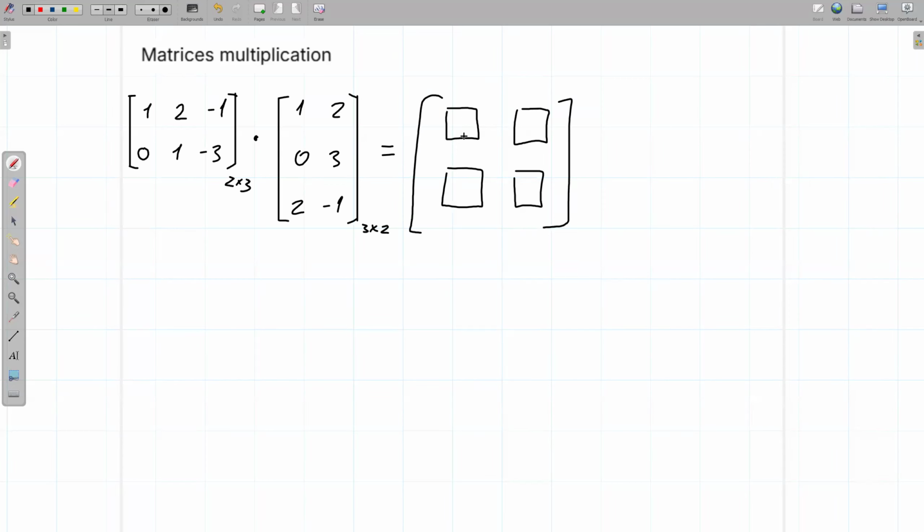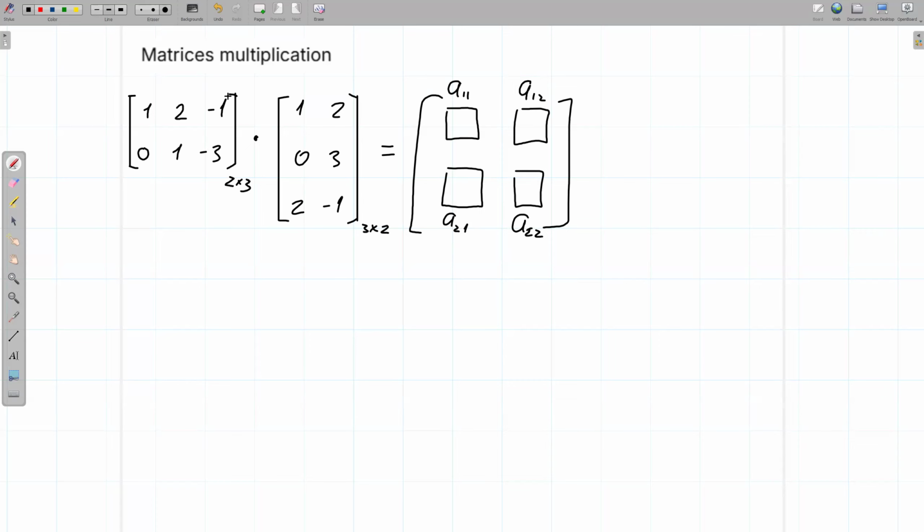a 2 by 2 matrix. This element is in the first row and first column, so I can call it A11. This element is in the first row, second column, A12. This element is in the second row, first column, and this one second row, second column. The first index is the row I'm in, and the second is the column which I'm in.